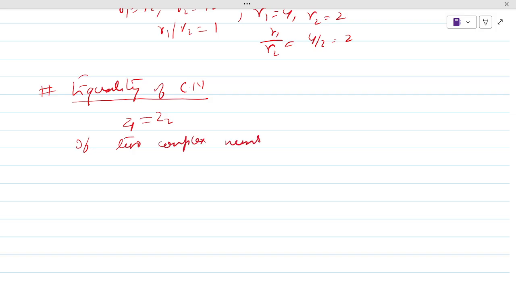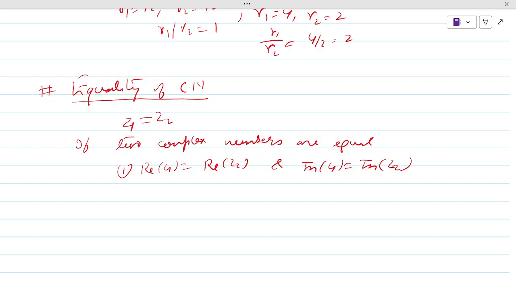If two complex numbers are equal, we should note down that the real part of z1 is equal to the real part of z2, and this is 'and', not 'or', the imaginary part of z1 is equal to the imaginary part of z2. Both have to be true, that is the important thing.